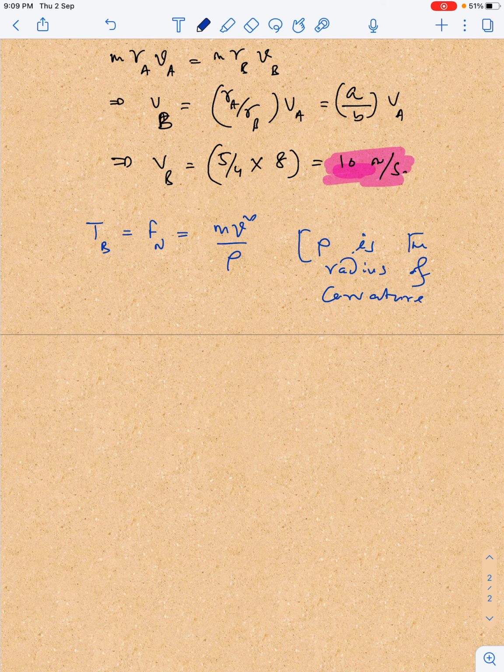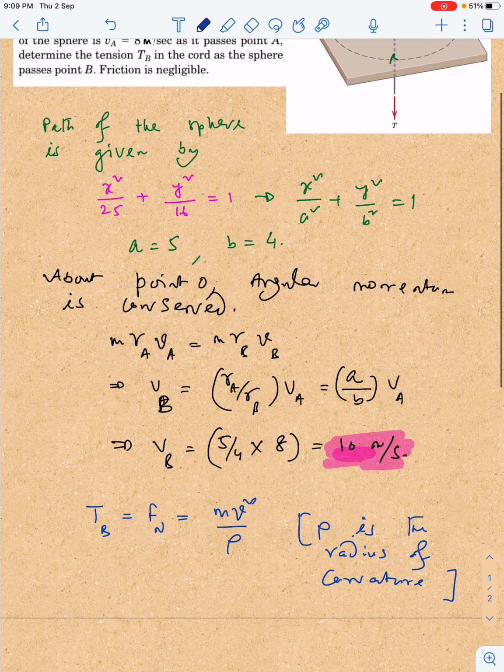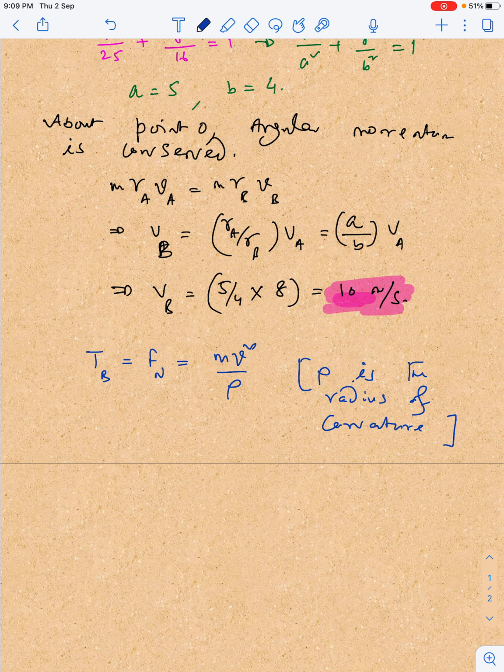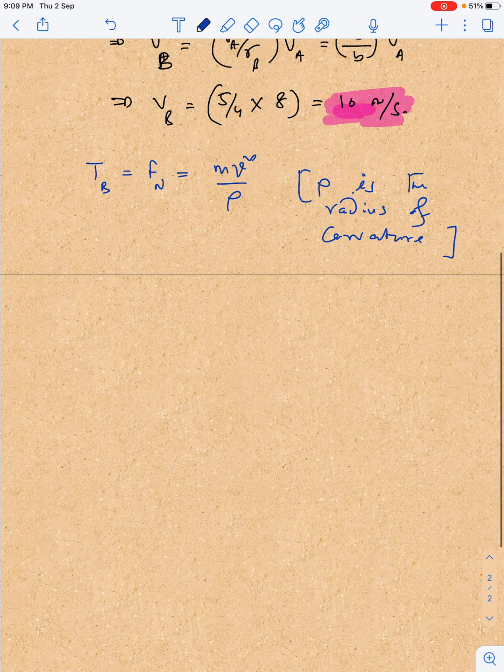करेक्ट? देखो हम तो डायरेक्टली नहीं लिख सकते हैं ना भाई mv स्क्वायर बाई आर, क्योंकि ये सर्कल तो नहीं है. This is an ellipse. So for an ellipse, its radius of curvature is constantly changing. So that's why I have kept the term rho. Rho is the radius of curvature. अब now thing is that what is the equation for rho?